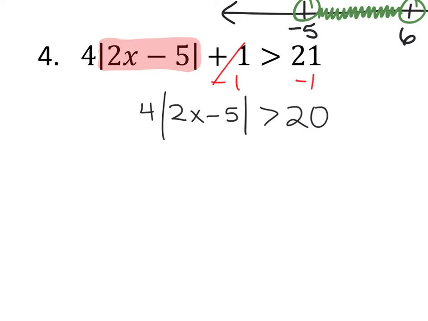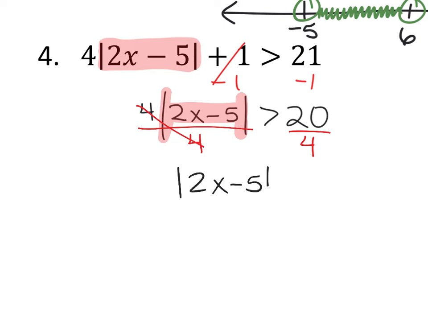What do I do to get rid of that 4? Because as of right now, it's multiplied. Divide. Very good. I still want these bars all the way by themselves, so I'm going to divide the whole thing by 4 so that these 4's go away. 20 divided by 4 is 5. Great. So I'm going to have absolute value 2x minus 5 greater than 5. Awesome. We're still just in the isolate step, no big deal, but now is the absolute value bars isolated?